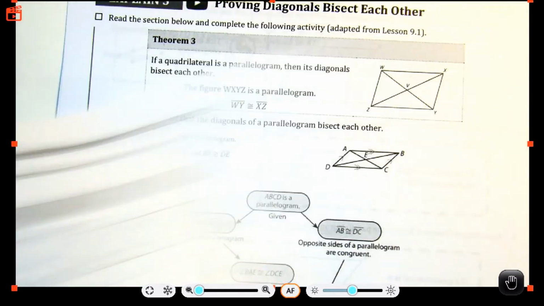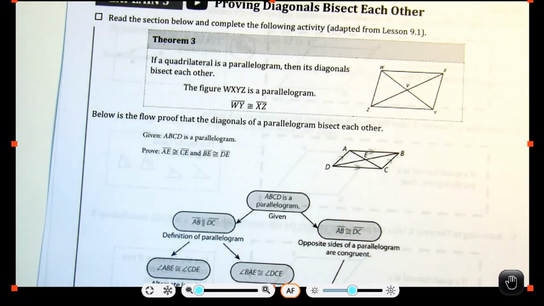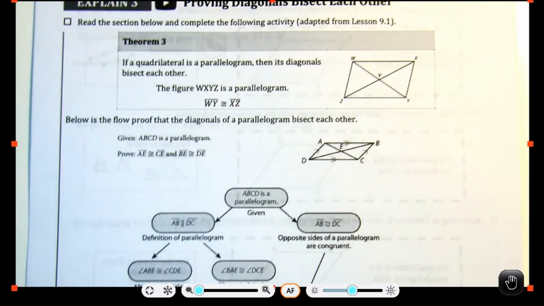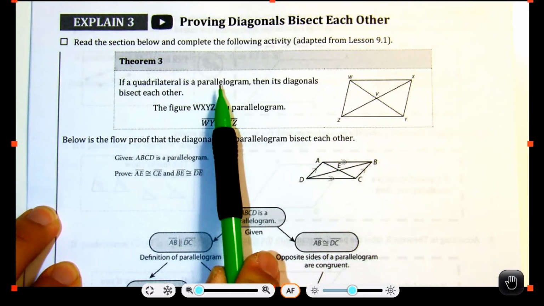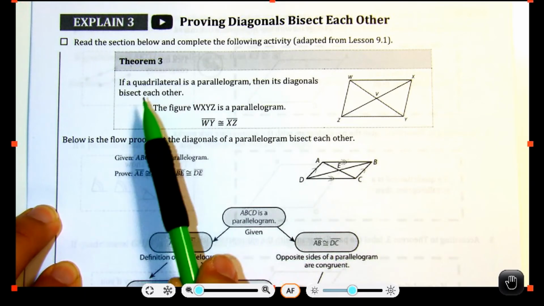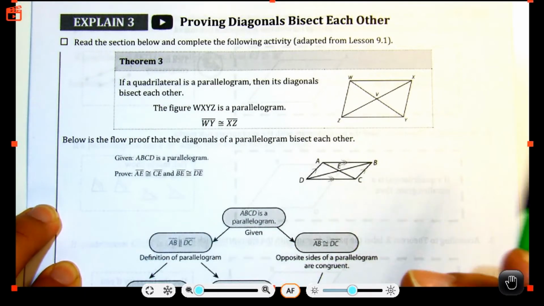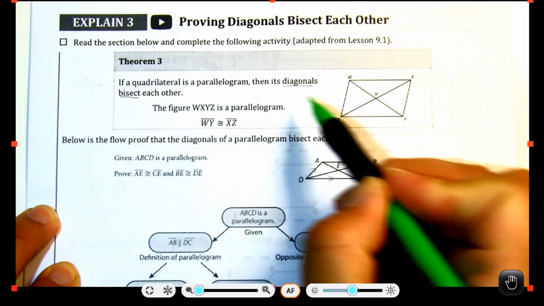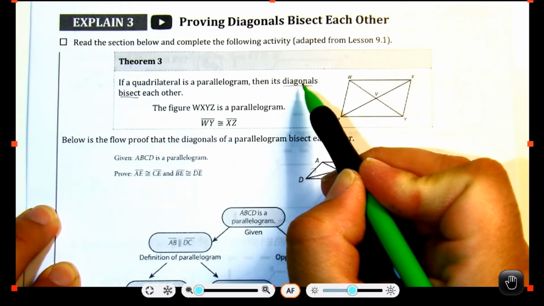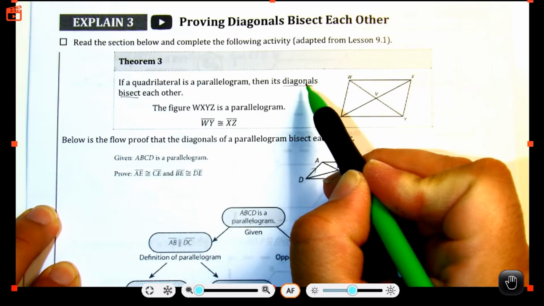Okay, now let's go on to our third theorem. Our third theorem talks about diagonals. So again, if a quadrilateral is a parallelogram, then the diagonals bisect each other. So let's talk about these words, diagonal and bisect. Remember the word diagonal. A diagonal is a line that cuts between 2 angles or 2 points.